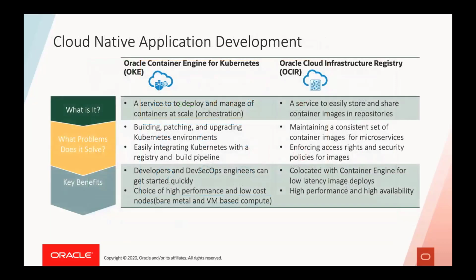Let's take a look at OKE and OCIR. OKE runs highly available Kubernetes clusters. It's developer friendly, enterprise ready and offered as a managed service. And it also keeps pace and compatibility with the CNCF ecosystem. OCIR, Oracle Cloud Infrastructure Registry, is a container registry service that enables users to easily store and share container images. It allows users to push and pull Docker images with the Docker CLI and pull images directly into their OKE deployments.